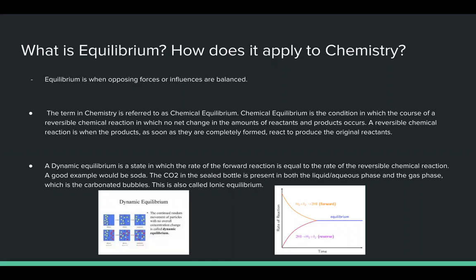And on the bottom, you can see the dynamic equilibrium and how the diffusion balances out over time. And on the right, you can see that the reverse and forward reaction over time turn to equilibrium and they balance out.